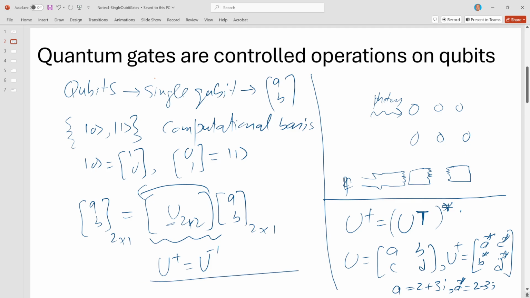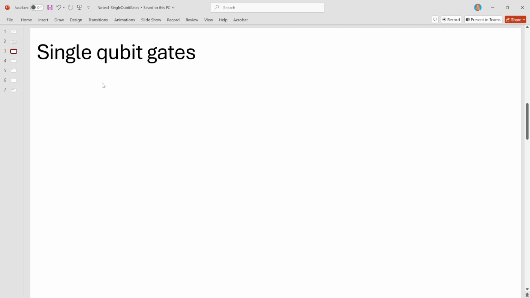So a matrix is called unitary if its dagger is equal to its inverse, which means that U dagger times U is identity, or U times U dagger is also identity. That is, if I multiply the matrix with its dagger, I get identity. And let's see how this can help us preserve the normalization of the state.